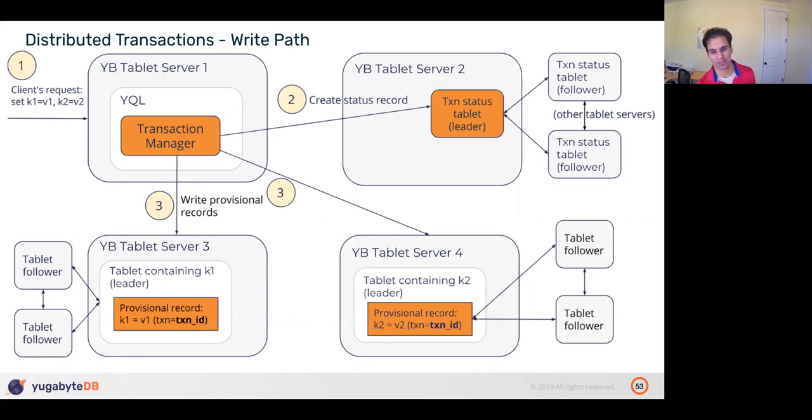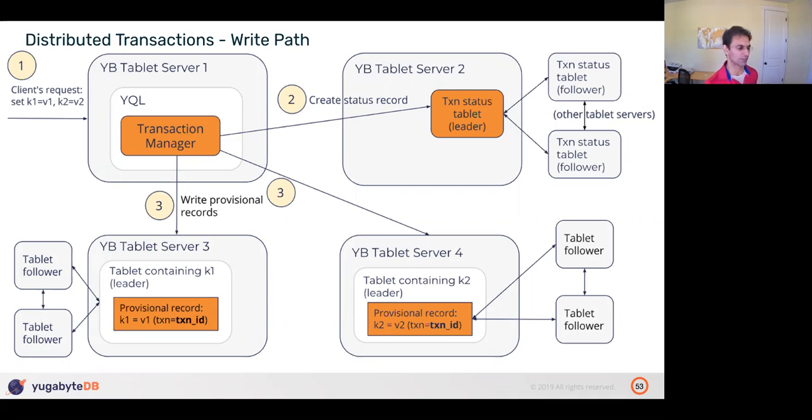They kind of serve as persisted locks, but they're just called provisional writes. We write the values, but we say they're a part of a transaction that's in progress. That means anybody coming to read them would first have to go to the status table to see what the status is.